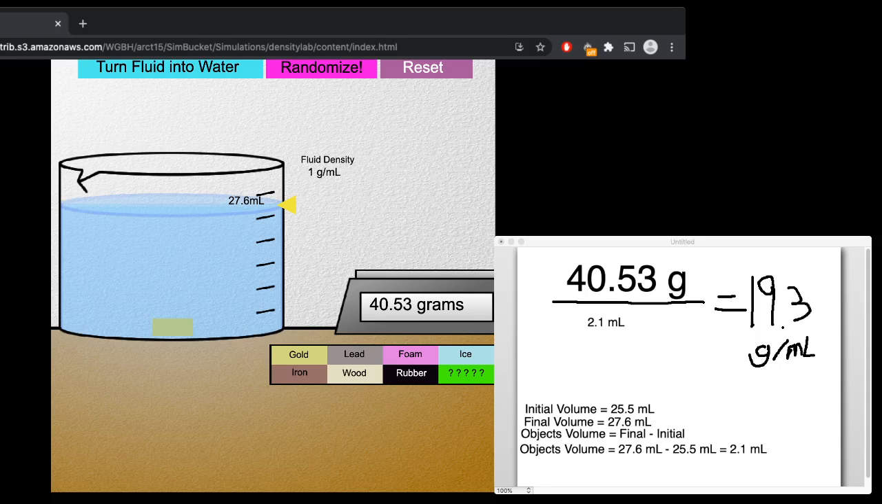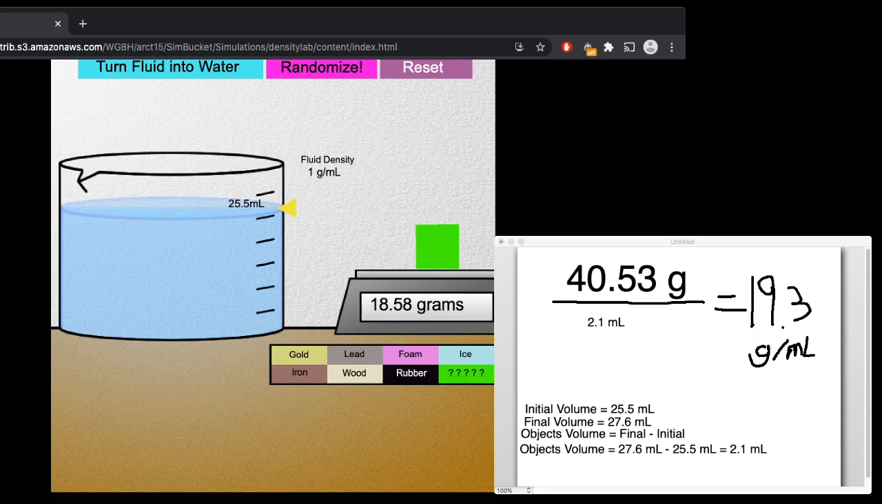So what you're going to do then is go and do lead. You're going to take it and place it on the scale. Notice that the grams change here. Take that down, and then you need to find the object's volume by placing it in the beaker. And you're going to find lead's density, and so on and so forth. And then even until you get to this last one here, the green one, the question mark one, you're going to try and figure out what that is.